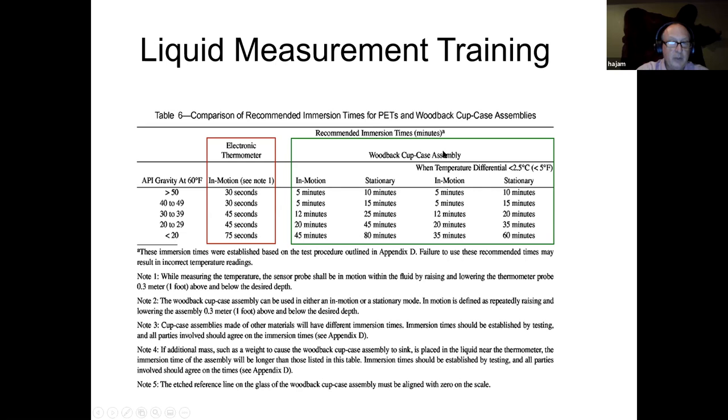And then when you're using a cup case thermometer, a whole different ball game. If the liquid's in motion, you leave it 5 minutes. If it's stationary, you leave it 10 minutes. This 10 minutes is violated way too often. So you want to make sure that the gauger is taking his time to allow that temperature to stabilize for 10 minutes in a stationary tank where there's no motion. So refer to the standards and you'll know how long those thermometers have to remain there to stabilize, a minimum. It may take longer than this, but the minimum is 10 minutes.